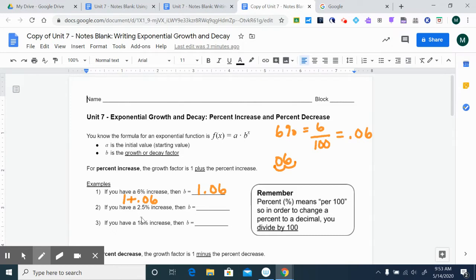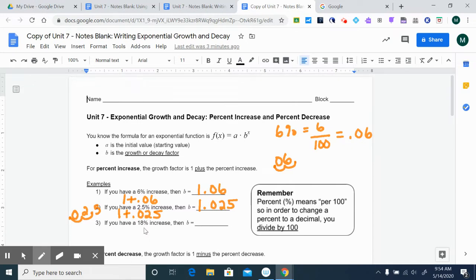Next, a 2.5% increase. If I take my 2.5, again, you can divide it by 100 in your calculator and it'll give you the correct decimal, or just take your decimal place and scooch it twice. Where I have my empty hump, I just put a 0. So I'm going to do 1 plus 0.025, which would give me a B value of 1.025.